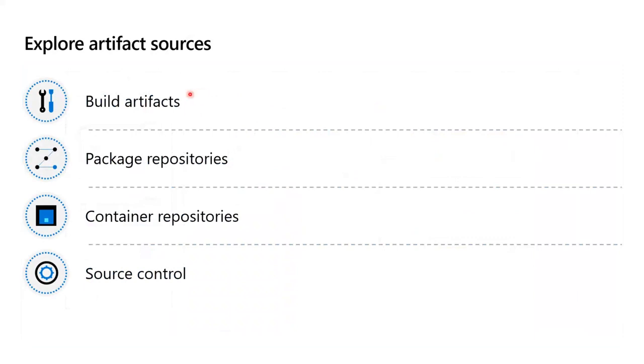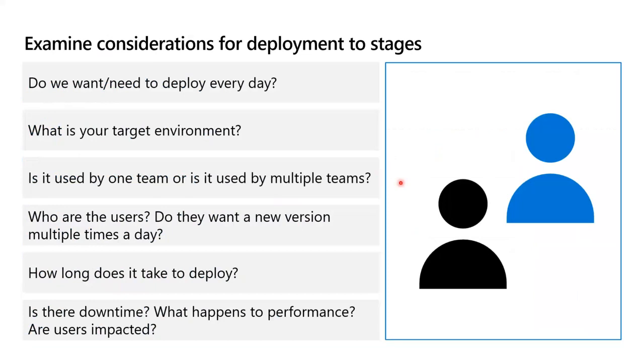So what are the artifact sources? Build artifacts, package repositories, container repositories, source control systems. So we can have multiple stages. And it is very common to ask ourselves if there is a need to deploy every day. What is your target environment? Is it used by one team or by multiple teams? Do users want a new version multiple times a day? How long does it take to deploy? Is there downtime, or what happens to performance? Are users impacted? These are all the different considerations we must have when deploying in multiple stages.